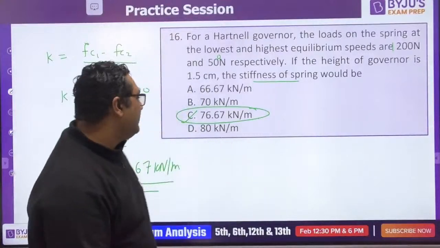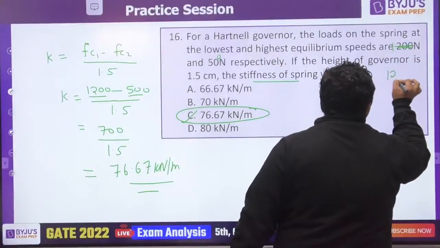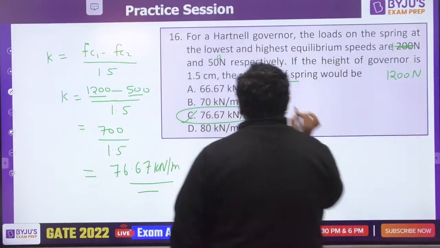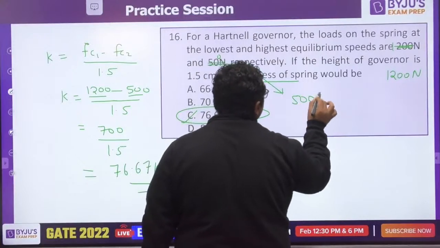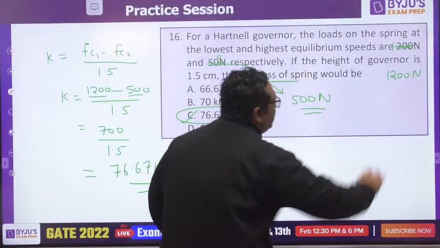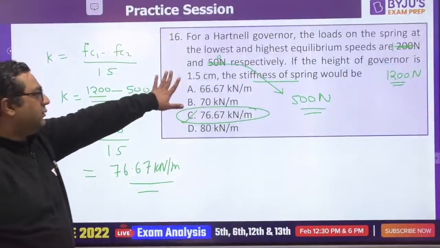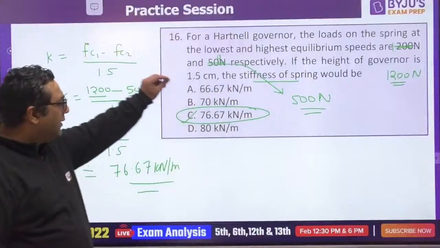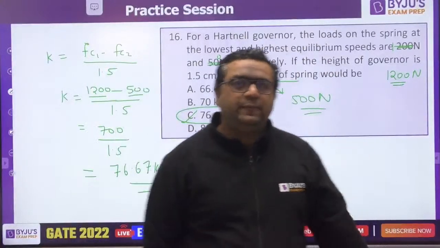No, Abhiram, answer is C. Actually, this is 1200. This is 1200. This is 500. Actually, I have solved these questions before the class. Whenever I come to class, I solve these questions before for you. So actually, this is a typing error. Actually, today I didn't get the time to correct it. So that's why 1 to 2 errors we have seen.